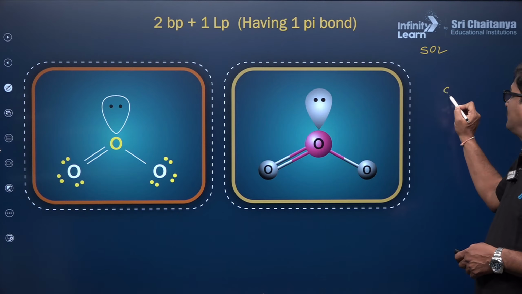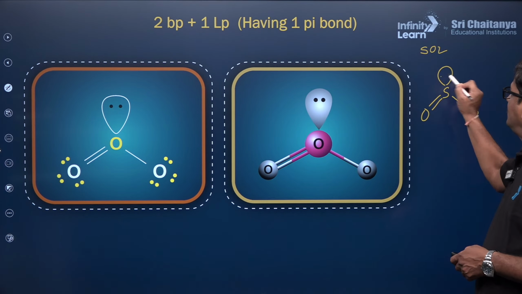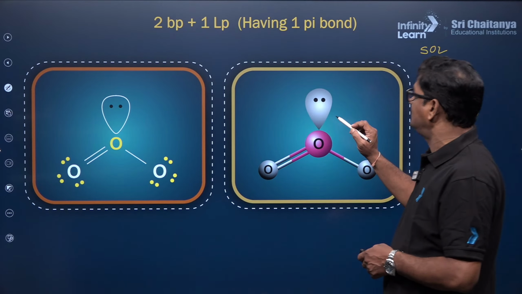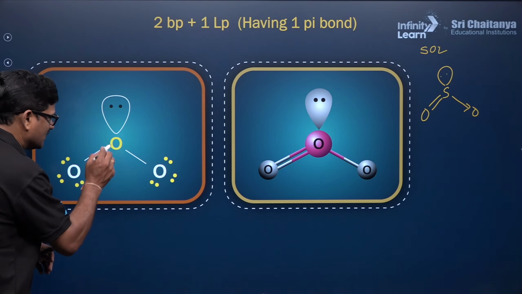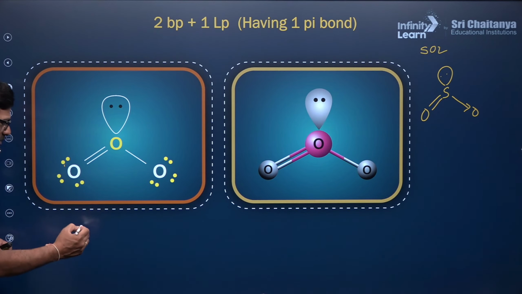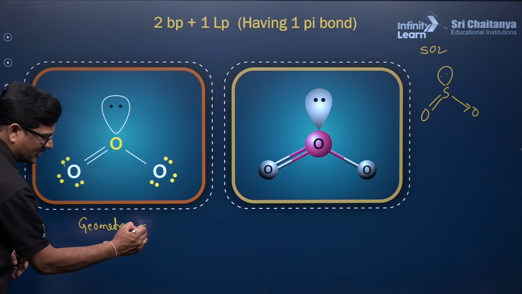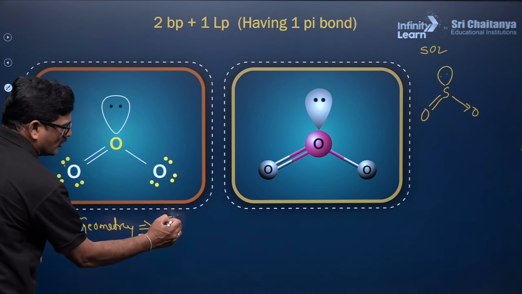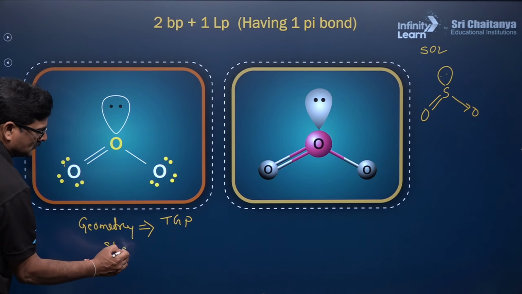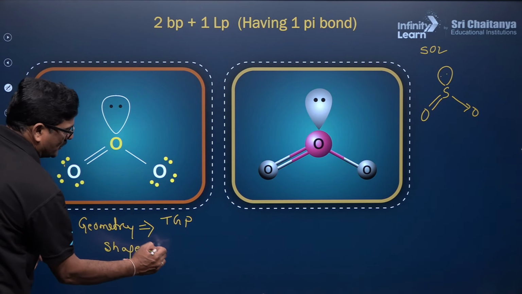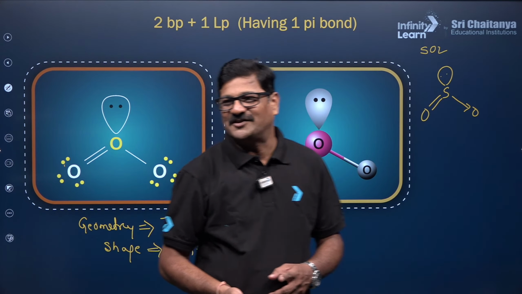Sulfur dioxide, sulfur double bond O, and it is going to be O, and it is a bent shape. You can see a bent shape. The geometry is related to the steric number, trigonal planar, but the shape of the molecule is bent. These are the various facts that you need to know.